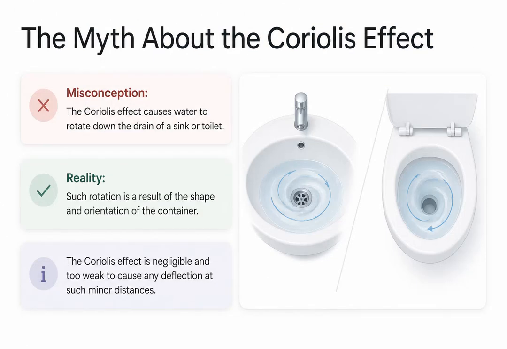Let's quickly bust a very common myth. You might have heard that the Coriolis effect determines which way water spirals down your sink or toilet drain, spinning one way in the northern hemisphere and the opposite in the southern. This is entirely false. The Coriolis effect is incredibly weak on small scales. The direction water drains is actually determined by the shape of the basin and the angle the water enters it, not the rotation of the Earth.